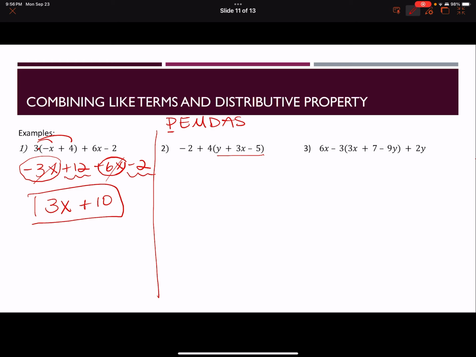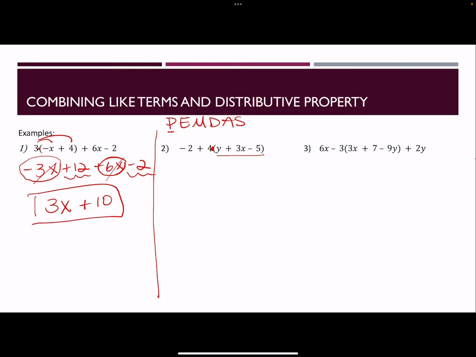So 4 parentheses, that means 4 times. So I actually don't want to add this negative 2 plus 4. I want to distribute this 4 to the parentheses. I'm just going to bring this negative 2 down. I'm just going to recopy it. And then I have 4 times y is 4y plus 4 times 3x. And then 4 times negative 5 is negative 20, right? So really my first step here is that distributive or multiplication.